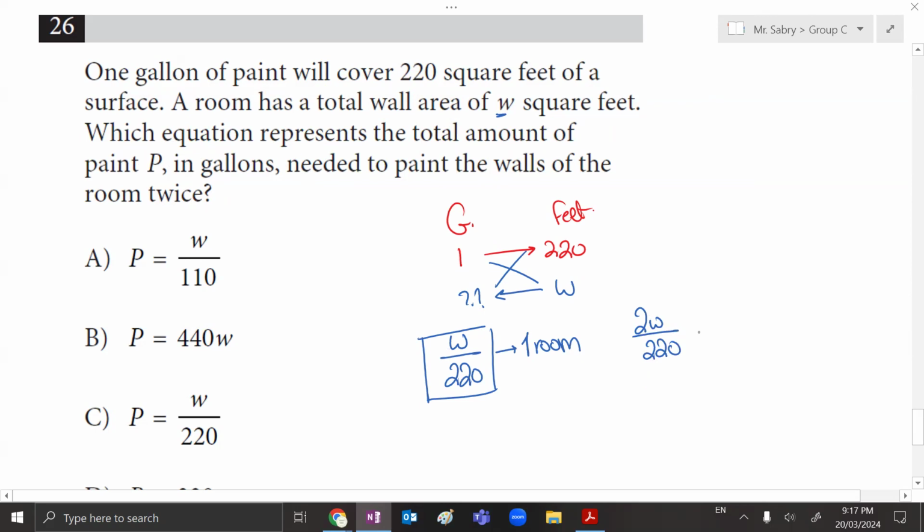Now 2W over 220 could be simplified because 2 over 220 is 1 over 110. So it could be written as W over 110. This is choice A. P equals W over 110.